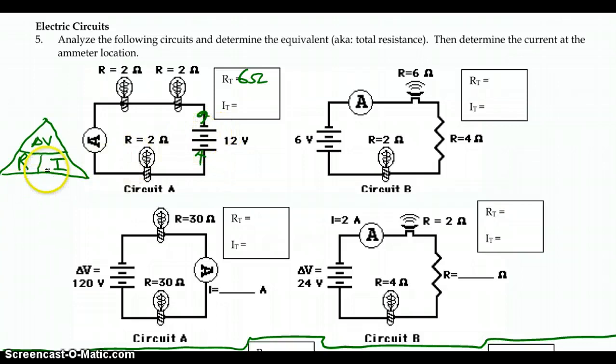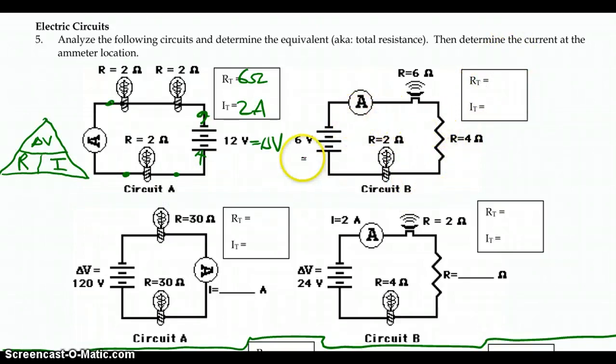To calculate I, if I go over the triangle, I is going to be delta V over R. The potential difference between the positive and negative terminals of the circuit is 12 volts, so this is delta V. So 12 divided by 6 gives us 2 amps. And it doesn't matter what point in the circuit I look at, because there's only one pathway in a series circuit, we will have 2 amps at every spot.